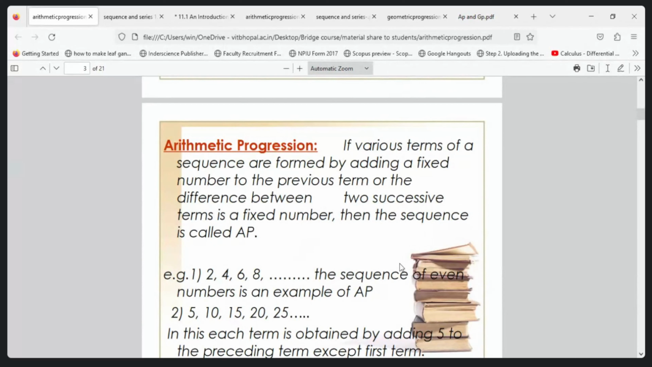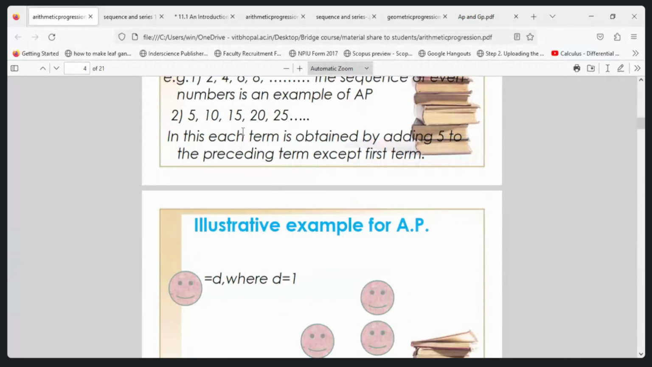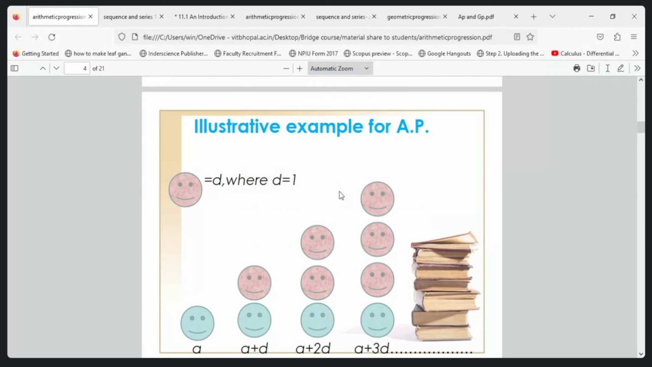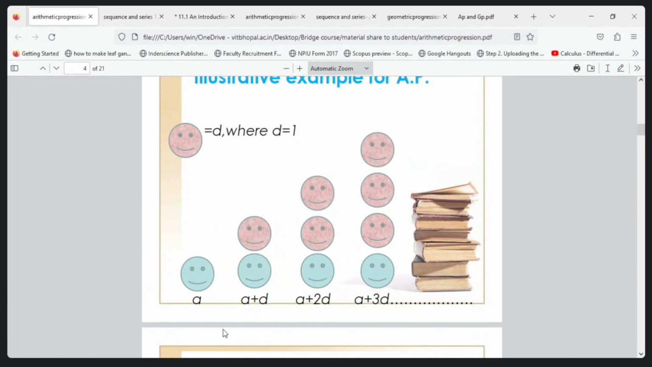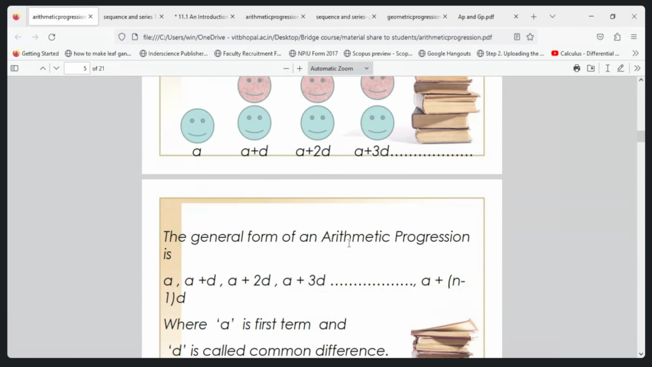2, 4, 6, 8. The sequence of even numbers is an example of AP. 5, 10, 15, 20, 25. In this, each term is obtained by adding 5 to the preceding term except the first term. So for the example of AP, d is equal to 1 here: 1, then 2, then 3, then 4. If a is equal to 1 here, a means the first term, then a plus d is the second term, a plus 2d is the third term, a plus 3d is the fourth term, where d is equal to 1 here. d means the difference.